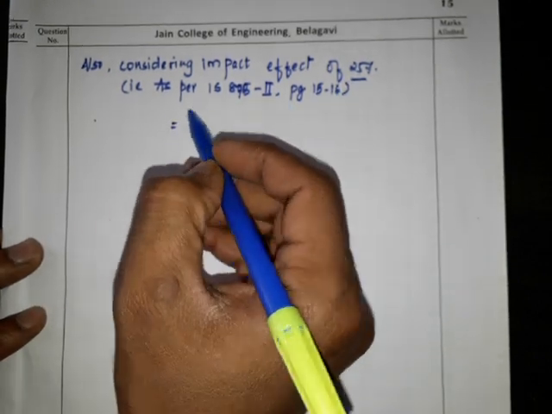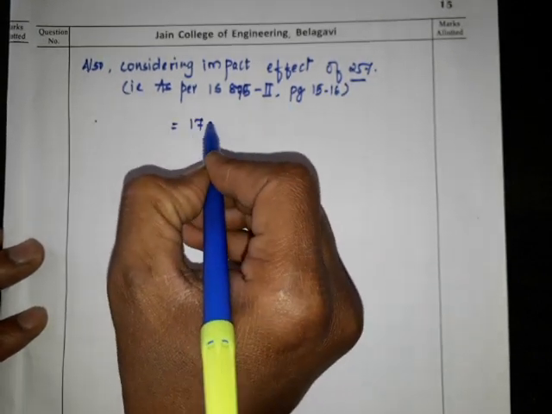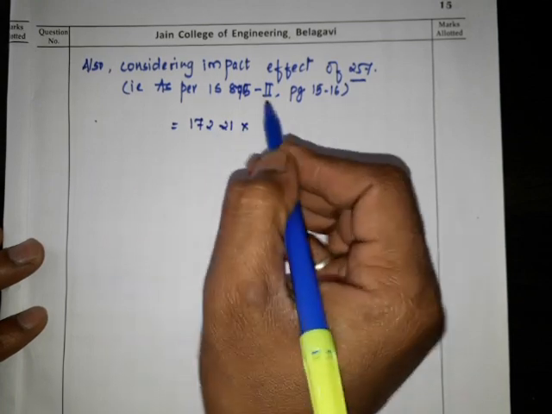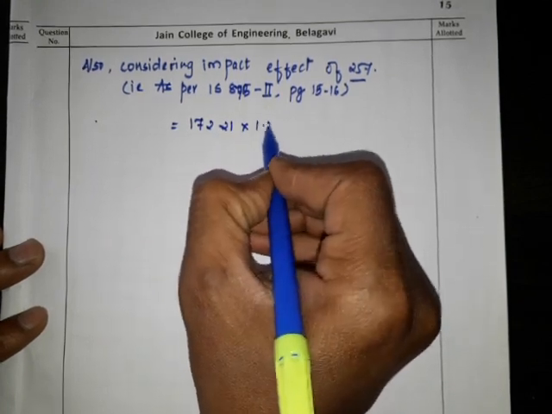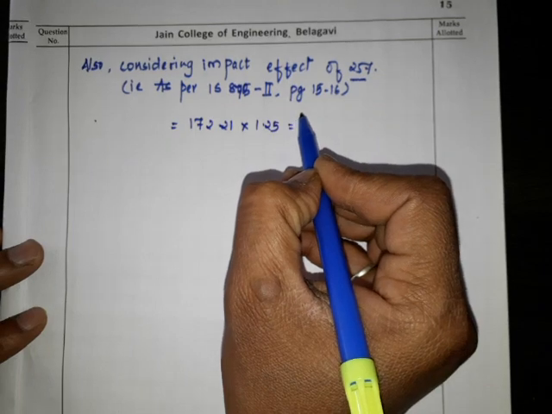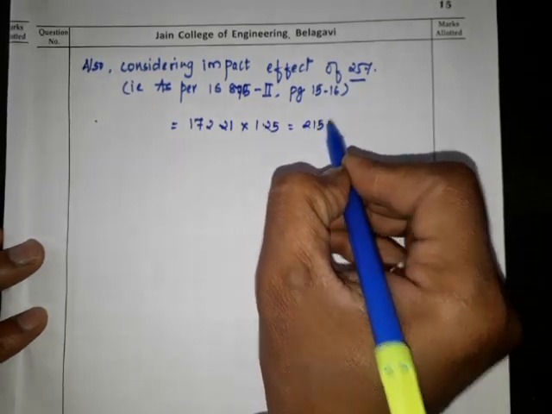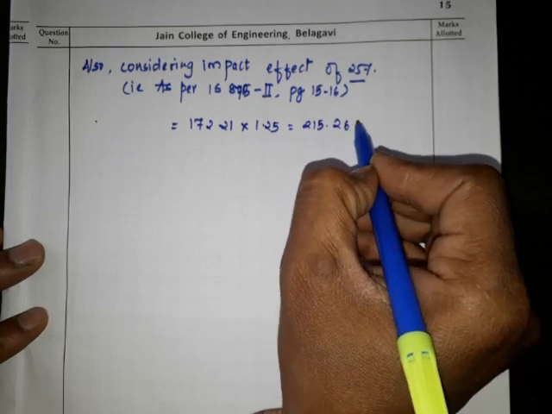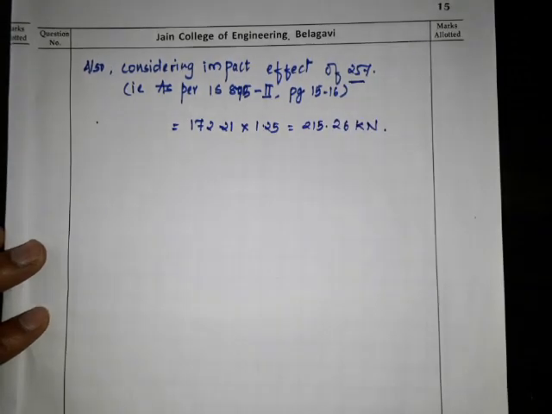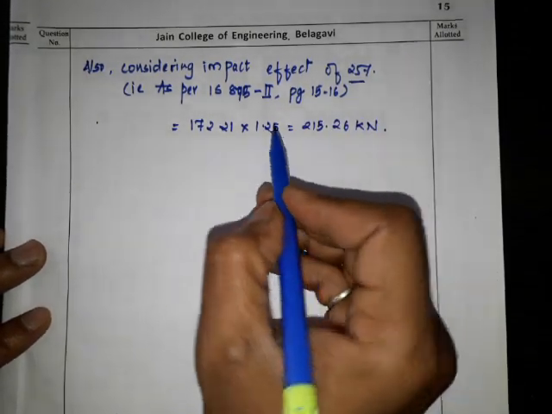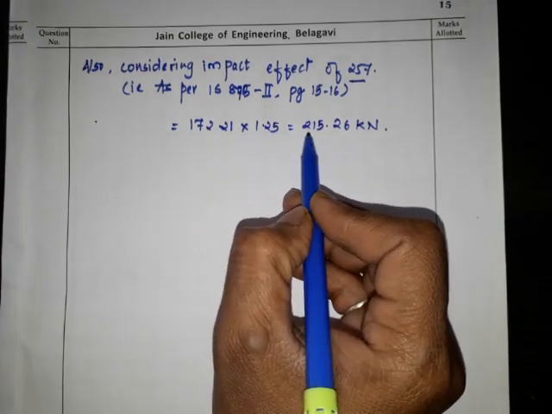So that's why here it is 172.21 into 1.25. So that is considering the factor of safety. So we get 215.26 kilonewton. So it has changed by considering the factor of safety.